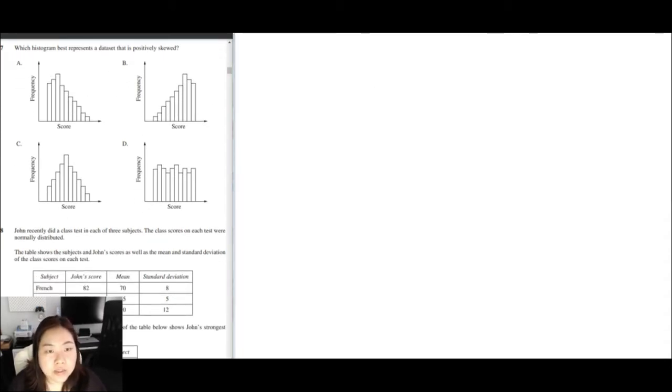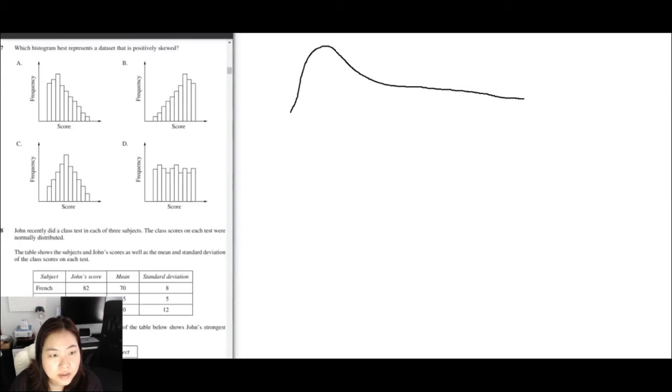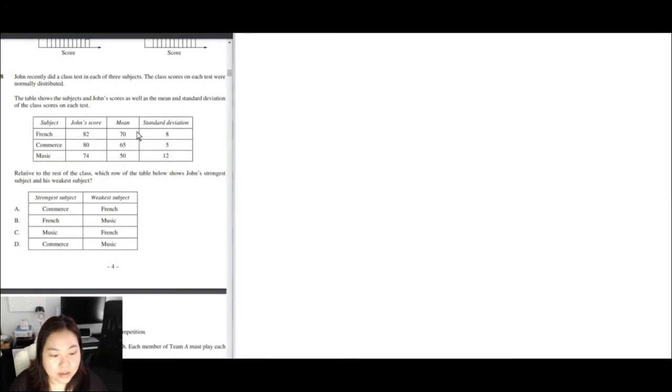7. Which histogram best represents a data set that is positively skewed? Oh, it's A or B. I always get this one mixed up. I think it's A because I believe positively skewed means it's like this. Oh, please be right. 7A. Yes! Yes, 7 is A. Yes! Okay, next.